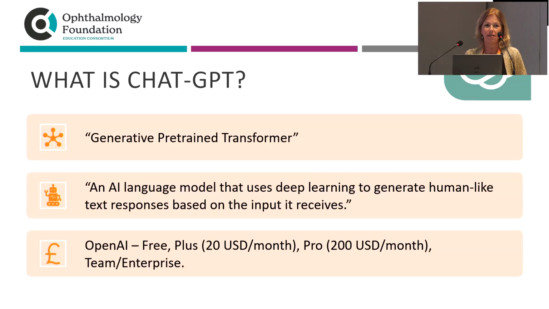So ChatGPT, have any of you used ChatGPT for planning lessons or for planning an educational event? Have you used ChatGPT at all for anything else? Okay. So the GPT part comes from Generative Pre-trained Transformer. And by definition, it's an artificial intelligence language model that uses deep learning to generate human-like text responses based on the input it receives. In easy words, it means that you can talk to it and it will provide answers as if it were a human being. It's not, but as if it were a human being. There are several versions. Some are free, some you have to pay for.